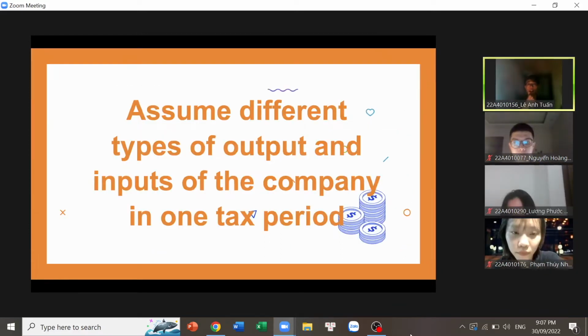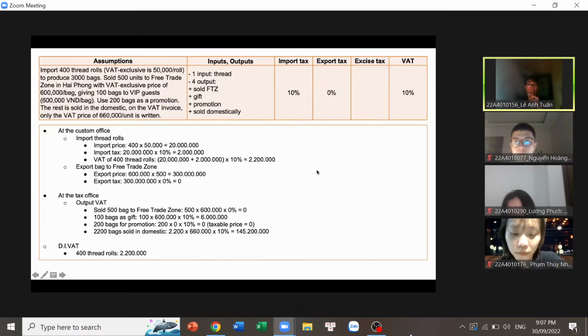My name is Tuấn. I will talk about tax calculation. In the first assumption, at the customs office, for 400 bags, the import price is 20 million Vietnam dong. Import tax is 2 million dong. VAT of 400 bags equals 2.2 million dong. Exported back to the free trade zone, the export price equals 300 million dong. Export tax is zero because we export products to the free trade zone, so the tax rate is 0%.